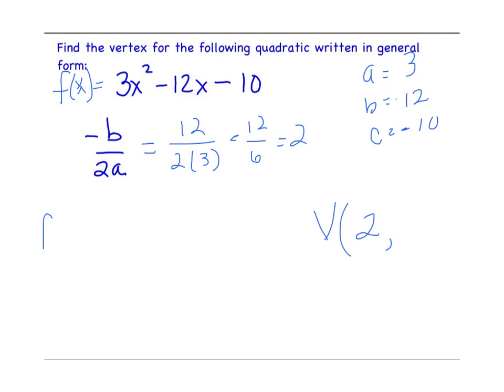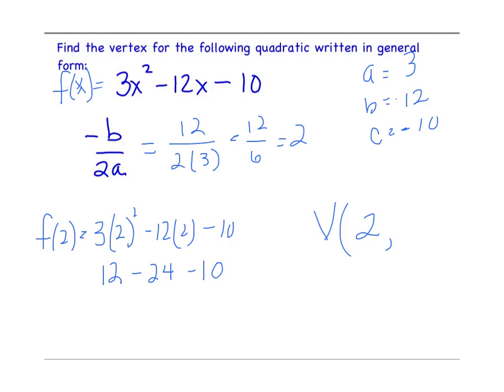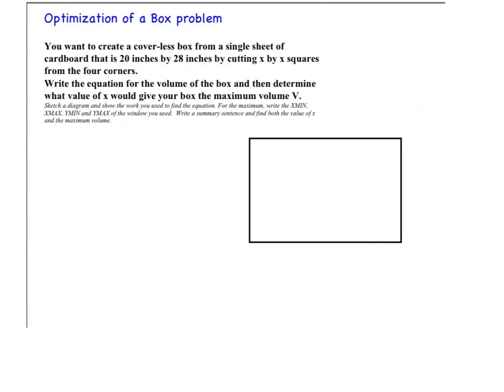To find the y, I'm just going to look for f of 2. So I have 3 times 2 squared minus 12 times 2 minus 10. And I have, this is 4 times 3, which is 12, minus 24 minus 10. And then I have 12 minus 24, negative 12, so negative 22. And so that's my vertex. So it's not bad, it's mostly just computation.